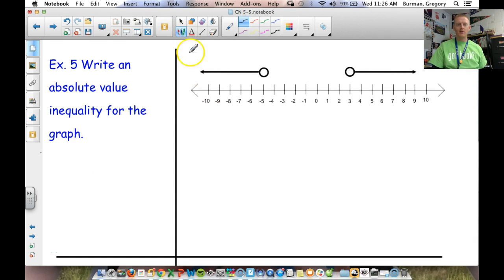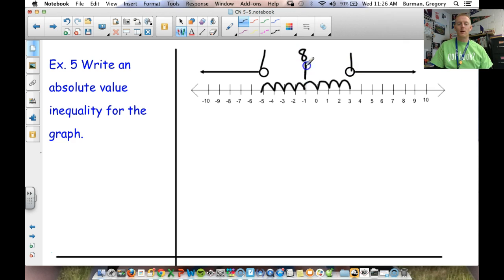So with this problem, our job is to find the absolute value inequality for the graph. So the easiest way to go about this is to find the total distance between the 2 points, because we're looking for the distance from 0. And sometimes that distance from 0 gets shifted one side to another side. So if we count from 3 to 2, 1, 2, 3, 4, there's 8 spots here.